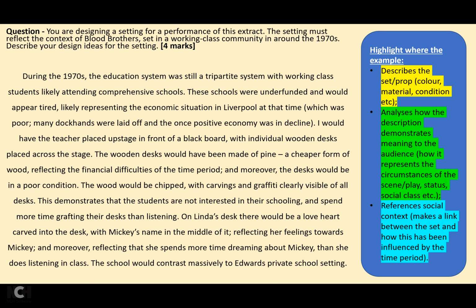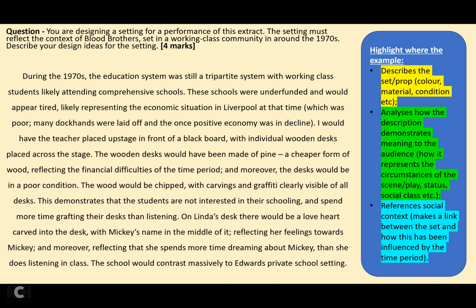So, let's start. During the 1970s, the education system was still a tripartite system, with working class students likely attending comprehensive schools. Now, for those of you who don't know, a tripartite system was very popular within that time period. You, as a person, would go to one of 3 schools. It would be a grammar school for the most able, it would be a technical school if you were going to go into some kind of industry, and it would be comprehensive for what was likely to be the majority of the working class. And again, that seems very unfair now, but that was the way that it was, and comprehensive schools was kind of for everybody else who didn't fit into the technical or the grammar stream.